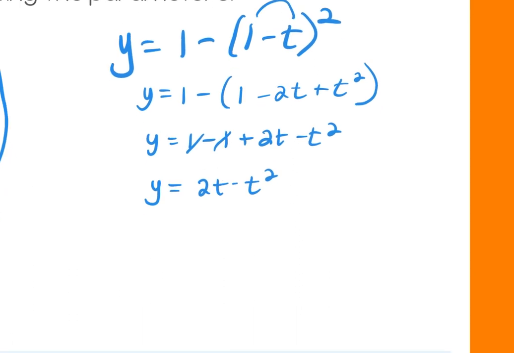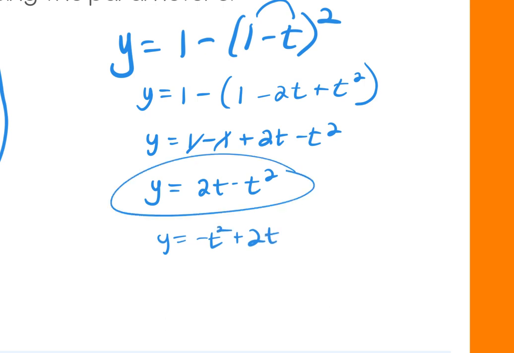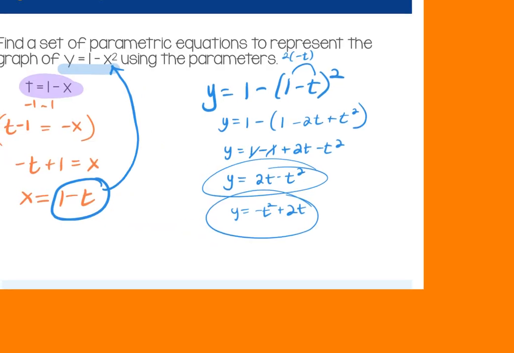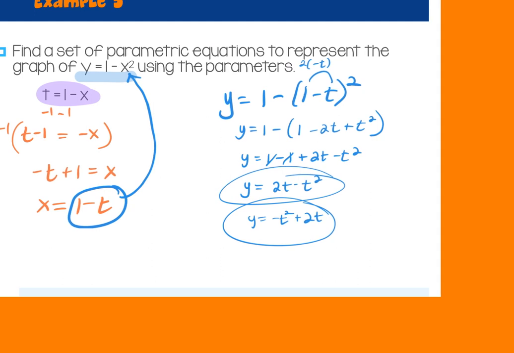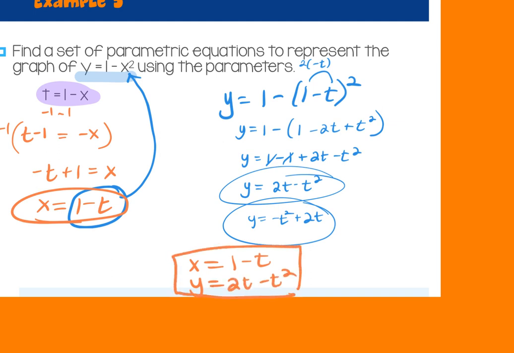So you can either write it like that, or you could write it as negative t squared plus 2t. Either of these is fine. But your answer is that and the other one that already had t in it and solved for the x. So I'm going to say x equals 1 minus t, and y equals 2t minus t squared, or negative t squared plus 2t. Like the order there doesn't matter. But you do want to give them as y equals and x equals format. Here, I distributed this, so then I got 1 minus 1, so they canceled out.